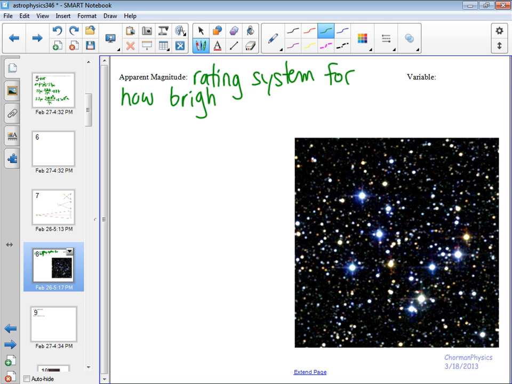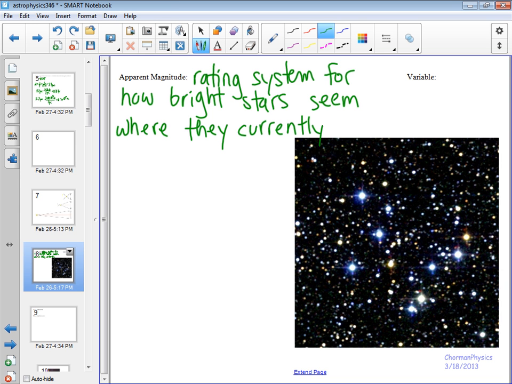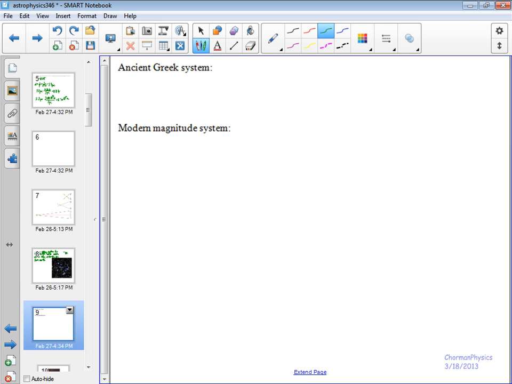Now the idea here is that the ancient Greeks ordered the stars in terms of their brightness based on a scale from 1 to 6. They said that 1s were the brightest in the sky and 6s were the dimmest. We actually kept that system in use today, a little bit, but we applied a bit more math to it. So the ancient Greek system: 1 through 6, 1 was the brightest, 6 was the dimmest.